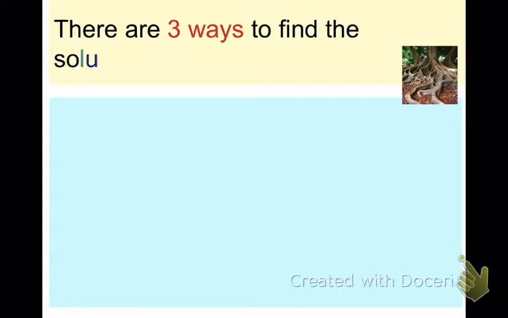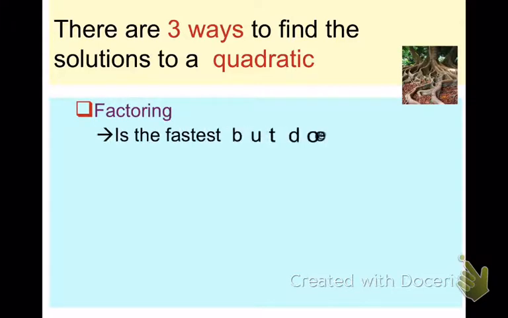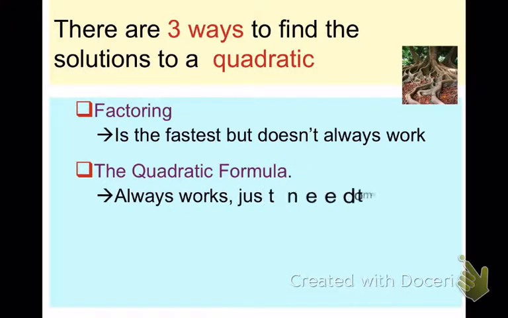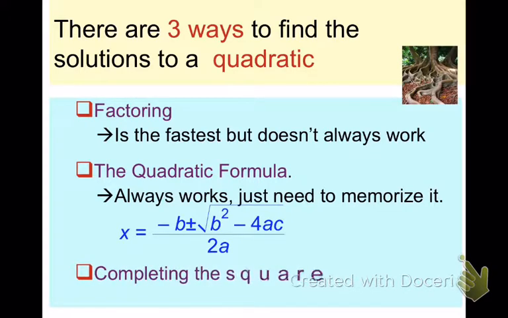All right, as we have mentioned before, there are three ways to find the solutions to a quadratic, meaning how to solve for the values of x that satisfy the equation. First method is factoring. Remembering it's the fastest way. It doesn't always work though. I will talk about that in a minute. Second method is the quadratic formula. Always works, but we need to memorize this formula. And the third method is completing the square, which also always works. You just need to remember the steps to get to that. So again, factoring is already done. We're going to start completing the square today.